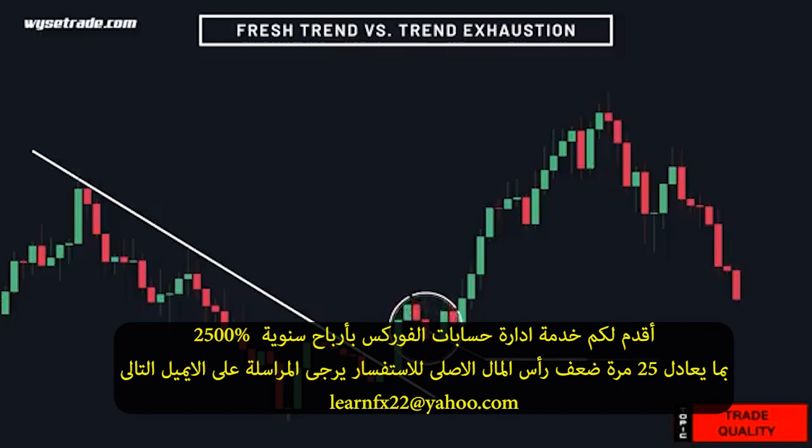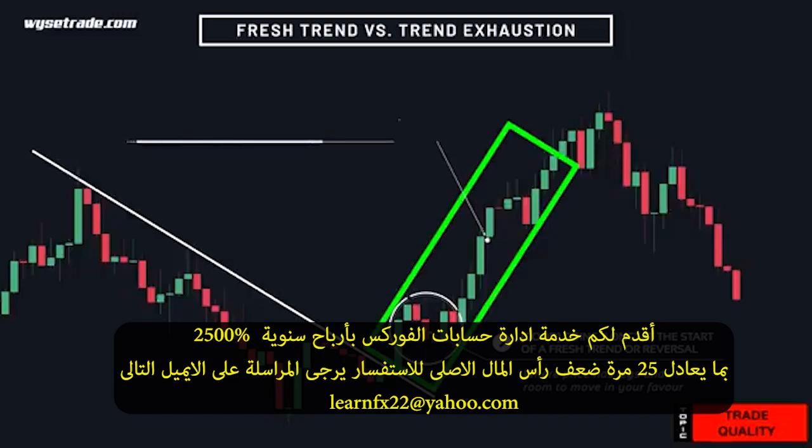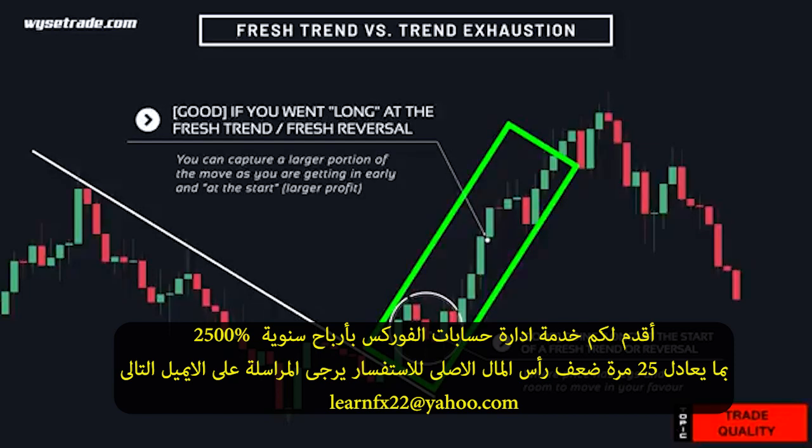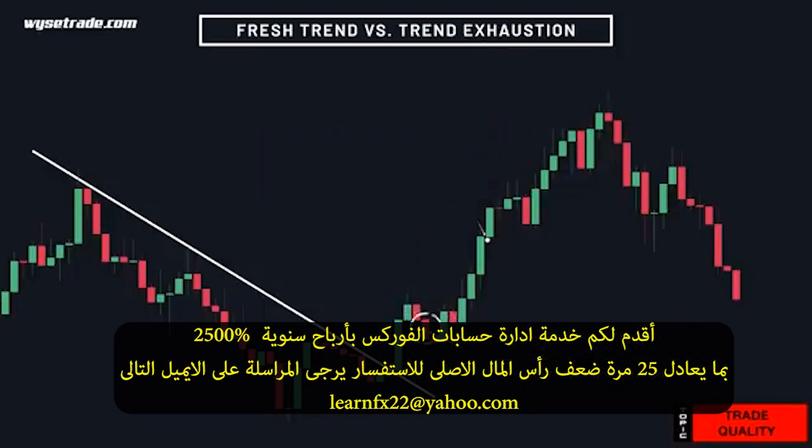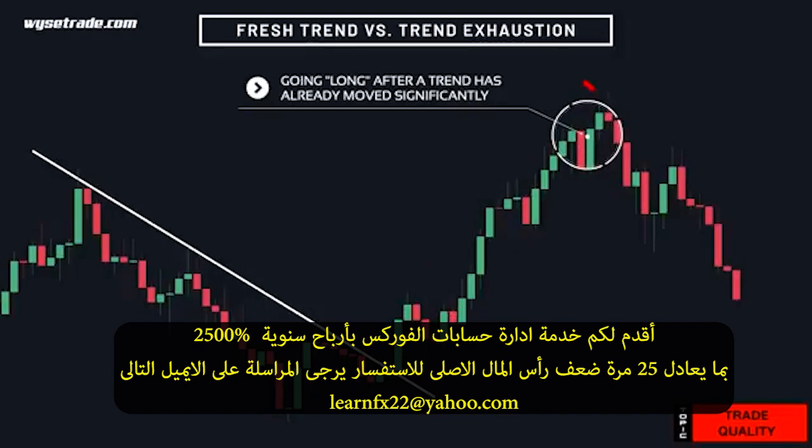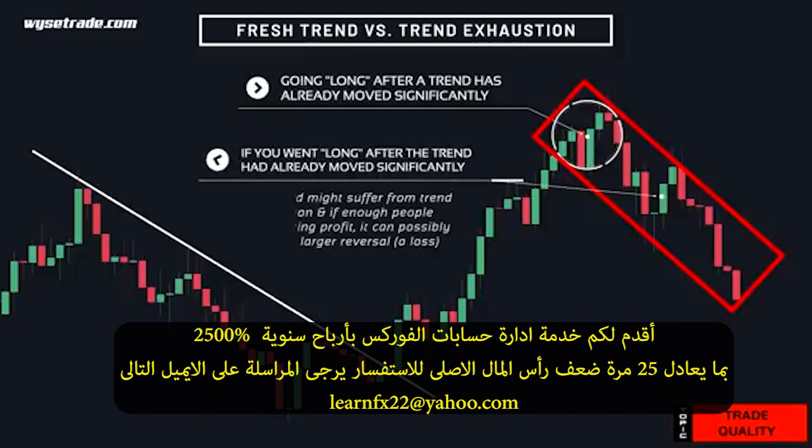Next, a fresh trend versus trend exhaustion. Are you getting into a trade at the start of a reversal and a fresh trend where price has legs and room to move? Fresh trends and fresh reversals are powerful because you can capture a larger portion of the move as you are getting in early and at the start. In contrast, when you enter trades after the trend has already moved significantly, the trend might suffer from trend exhaustion, and if enough people start taking profit, it can trigger a larger reversal.